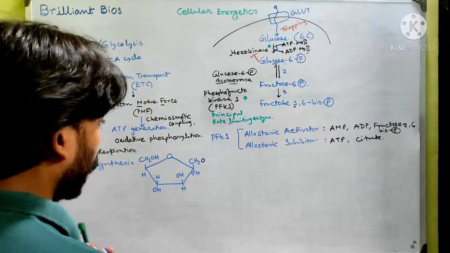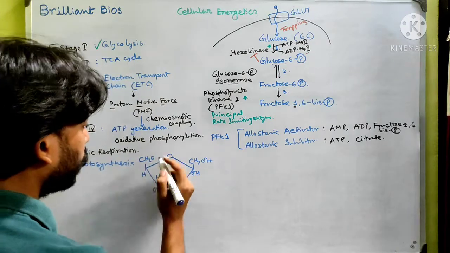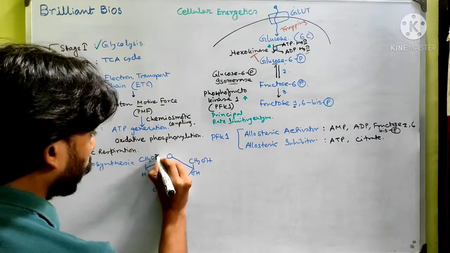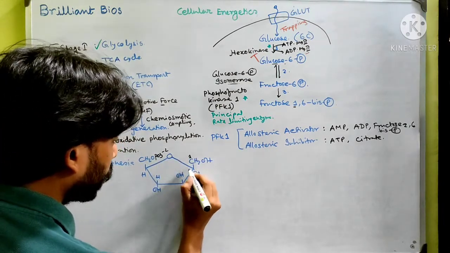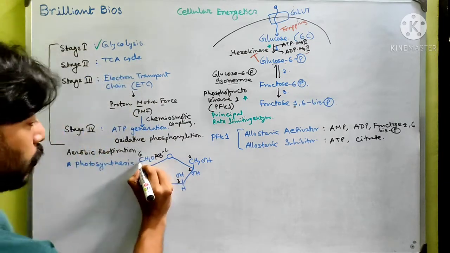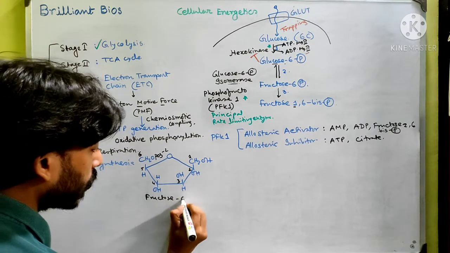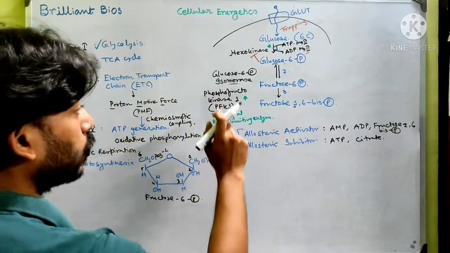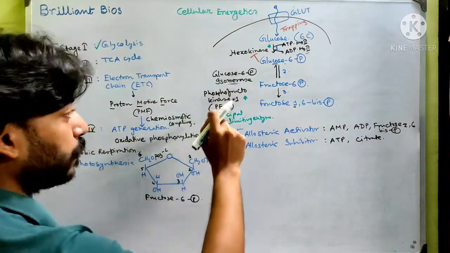Let me draw another time. CH2OH, and here will be the PO3 group. That means a phosphate group at the 6th carbon, PO3 minus 2. Why? You can see here, this is the first carbon, second carbon, third, fourth, fifth, and sixth. Now this is fructose 6-phosphate. Now this fructose 6-phosphate is converted into fructose 1,6-bisphosphate by phosphofructokinase1, PFK1.